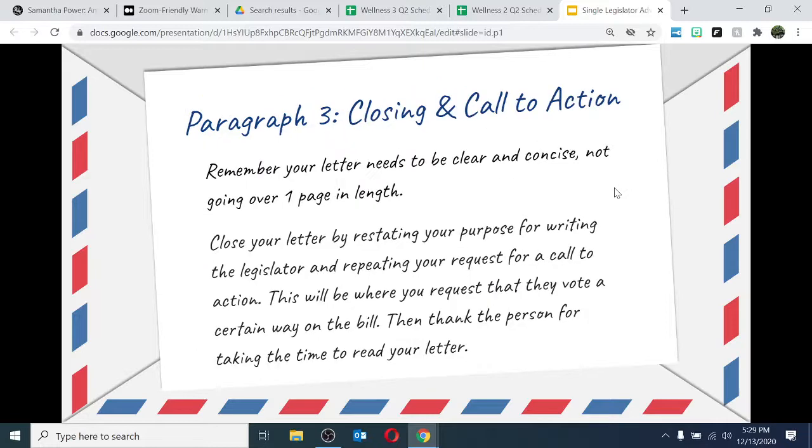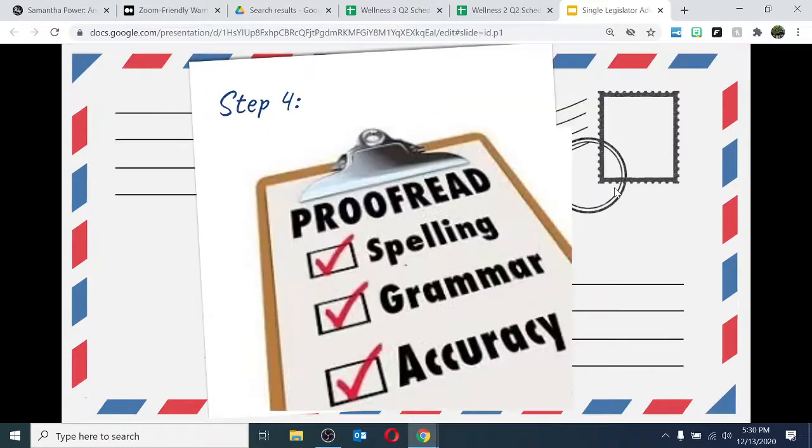And then the third paragraph is your closing and call to action, right? Thank them. Again, ask them to either vote for or against the specific bill and name the bill, and anything else you want to put in there. But this is a short paragraph, just like the first one was.